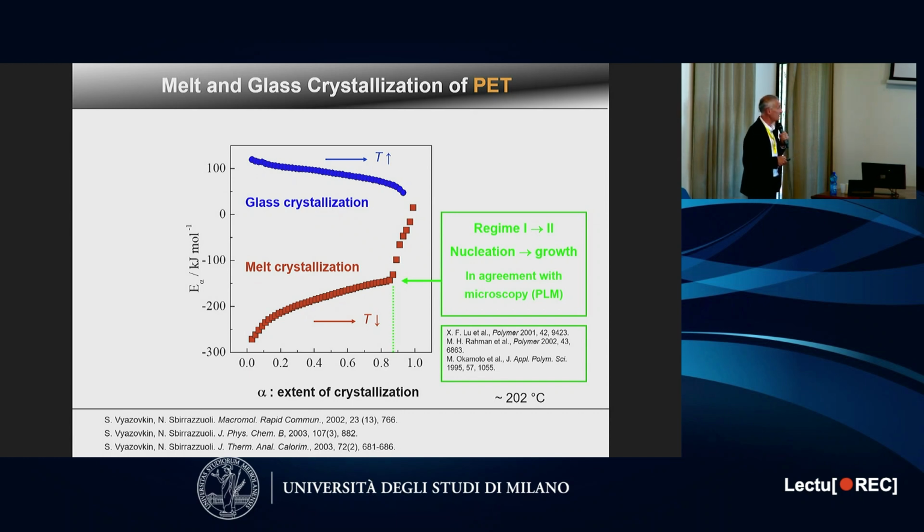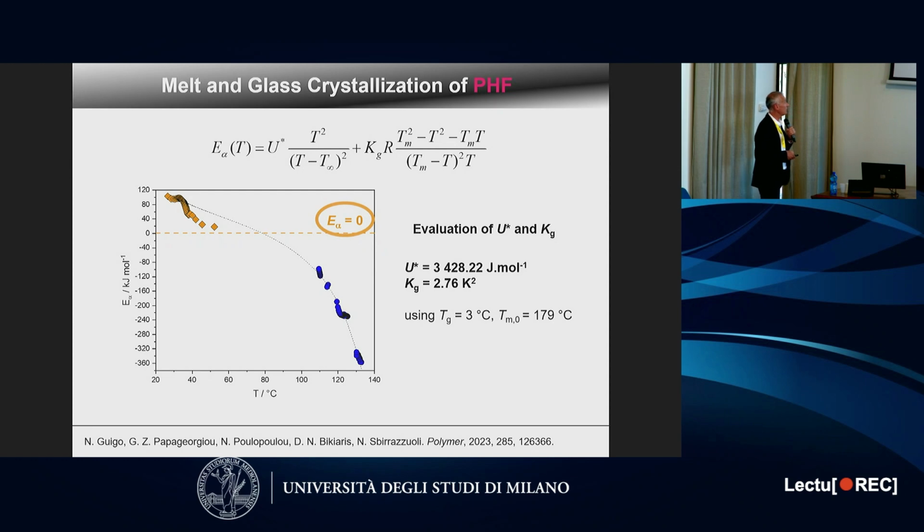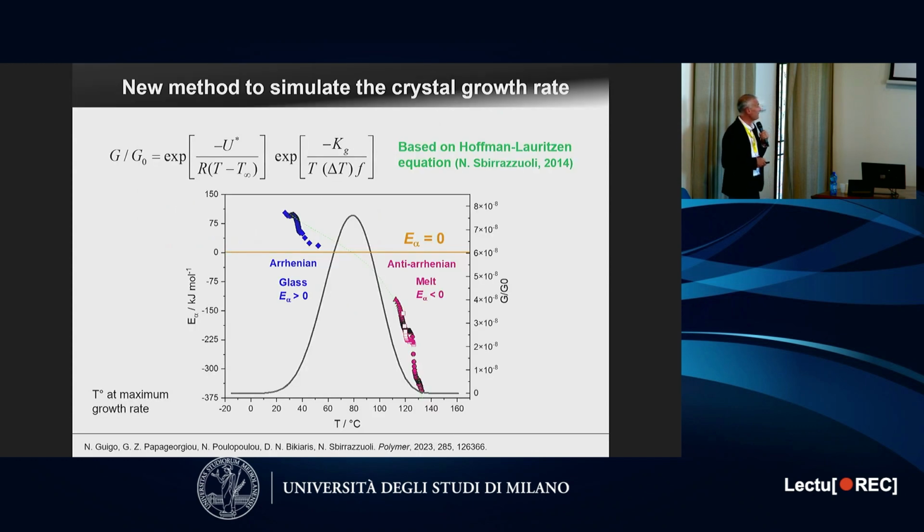And by looking in the literature, in fact, it was known that there is a change in the crystallization regime at this temperature. So you see, you can get some mechanistic information thanks to this method. So now I come back to PHF, and I can make the nonlinear fit and estimate the value of U star and Kg. And then I can compare this to Hofmann-Lorentz theory.